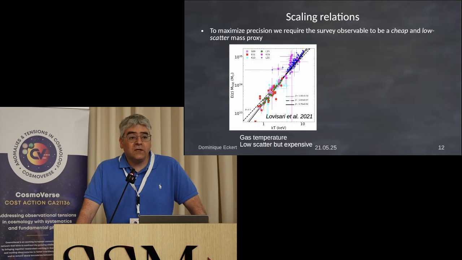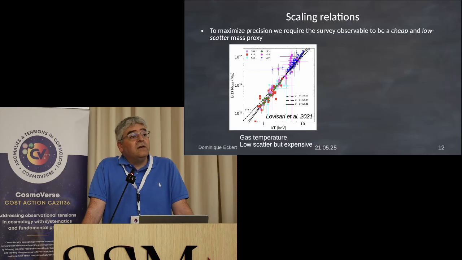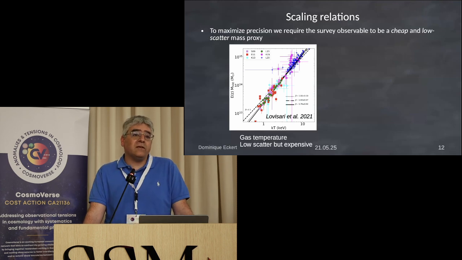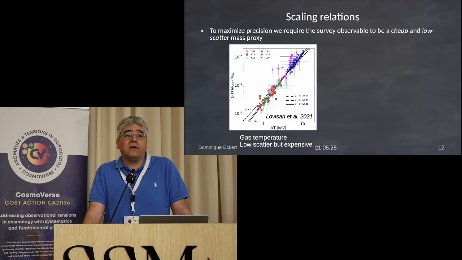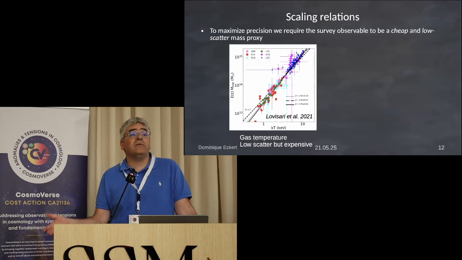Then what you want to do is to construct a so-called scaling relation. By scaling relation, we mean a relation between the survey observable that you used to detect your systems and the underlying mass. And ideally, you want this scaling relation to be at the same time low scatter and cheap. Low scatter in the sense that the quantity that you're measuring is well related to the underlying mass, and cheap in the sense that it's easy to measure.